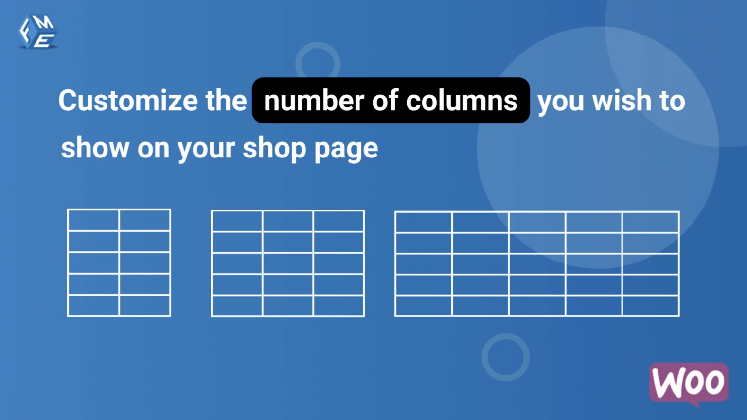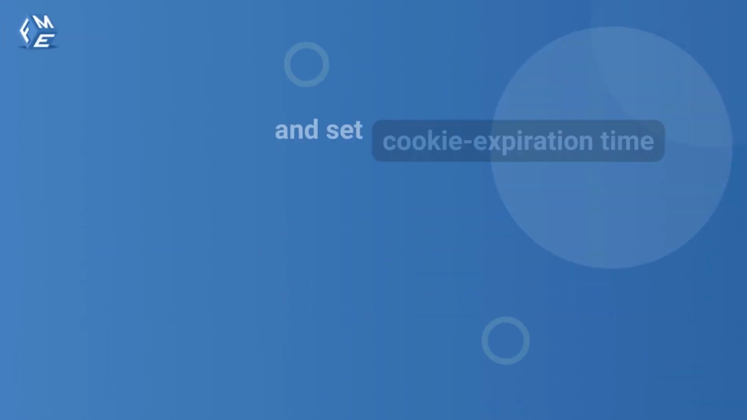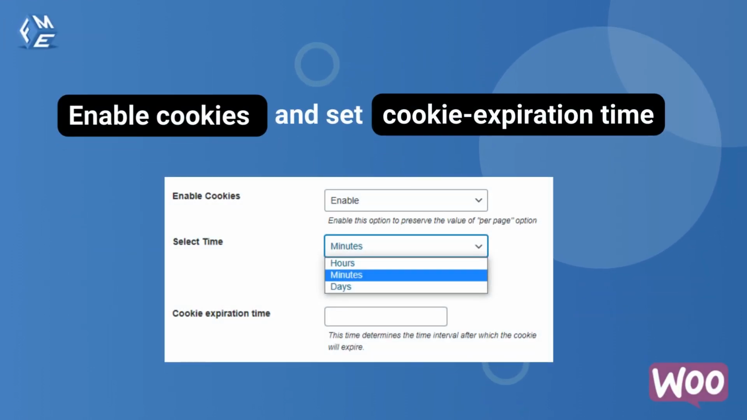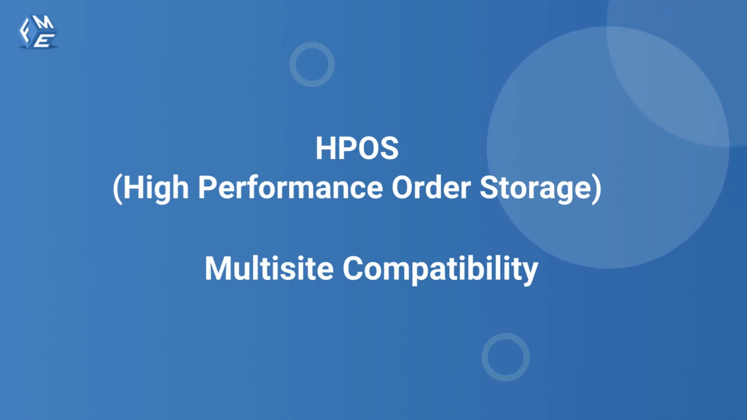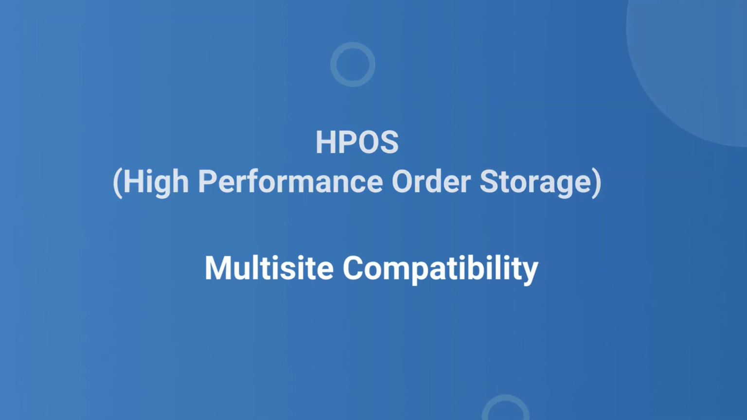Customize the number of columns you wish to show on your shop page with the help of the Product Per Page plugin. This plugin allows you to enable the cookie for customers, so they do not need to set their desired settings every time they visit your store. Product Per Page plugin is fully compatible with HPOS, high-performance order storage, and multi-site.